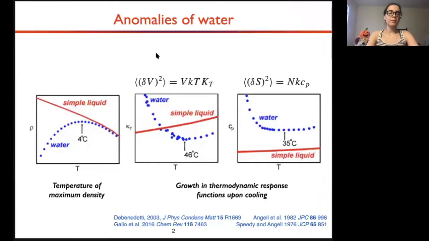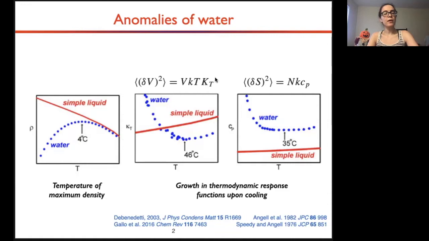Let's talk a little bit about what those anomalies are. I guess one of the most famous ones is the volumetric anomalies of water. Water shows a maximal density at 4 degrees Celsius. This is obviously at ambient pressure, but it is not just that. Thermodynamic response functions of water, such as isothermal compressibility and heat capacity, also show abnormal behavior.